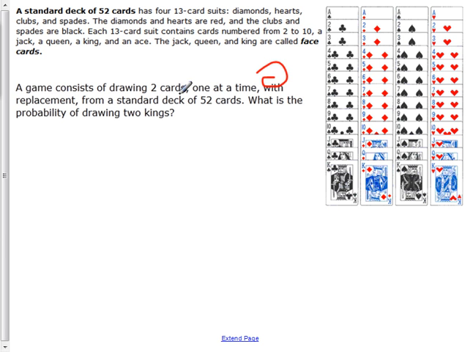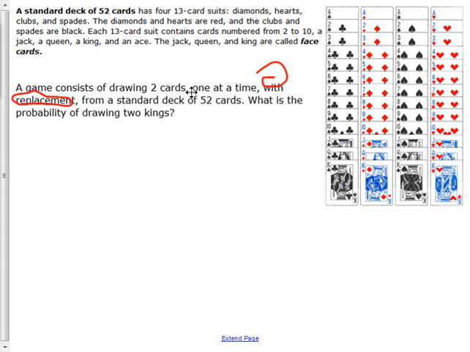The fact that it says with replacement, okay, it is key that it tells us that. If it didn't say with replacement, then this would not be an independent event, okay? Because it would be dependent. Because if we drew a card, but then we kept the card, then we wouldn't have 52 cards in the deck anymore. We'd have 51 cards. So it changes the next probability.